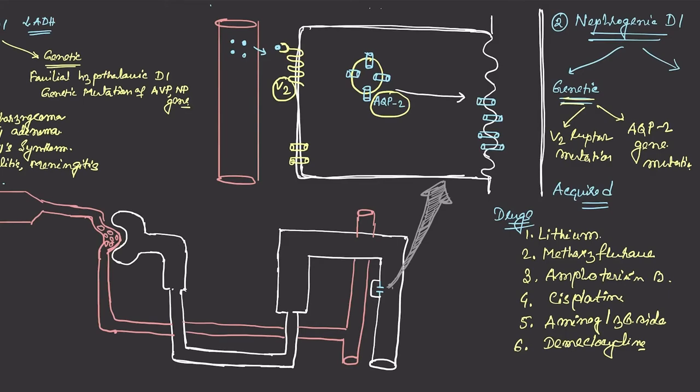Among the other acquired causes, the next important one is the infiltrative cause. In infiltrative causes, there may be infiltration or deposition of abnormal amyloid proteins at the renal tubule, causing damage to the renal tubular epithelial cells. Or it may be due to some vascular causes, the most important of these vascular causes of nephrogenic diabetes insipidus being sickle cell anemia.